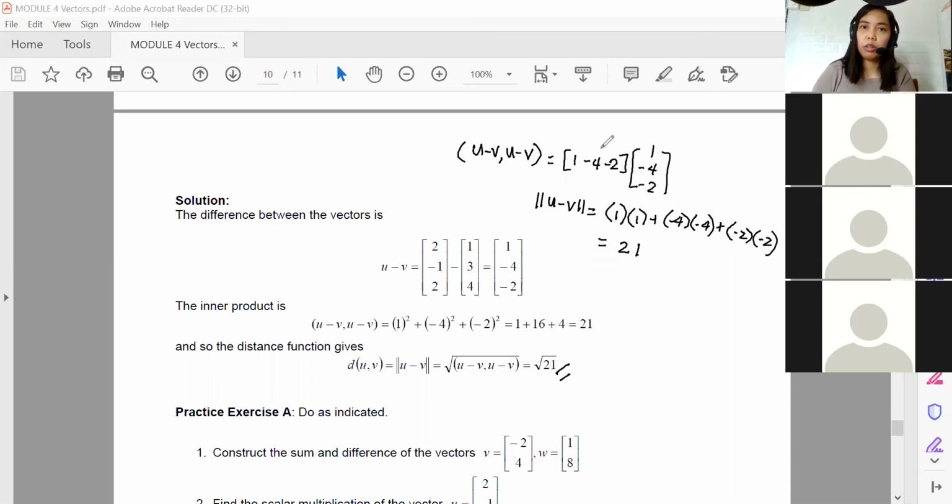Any question? So that's the end of module 4, vector. Do you have questions, clarification? For your practice exercise, iksi lang naman yung sasagutan nyo. So you will have 1 to 6.